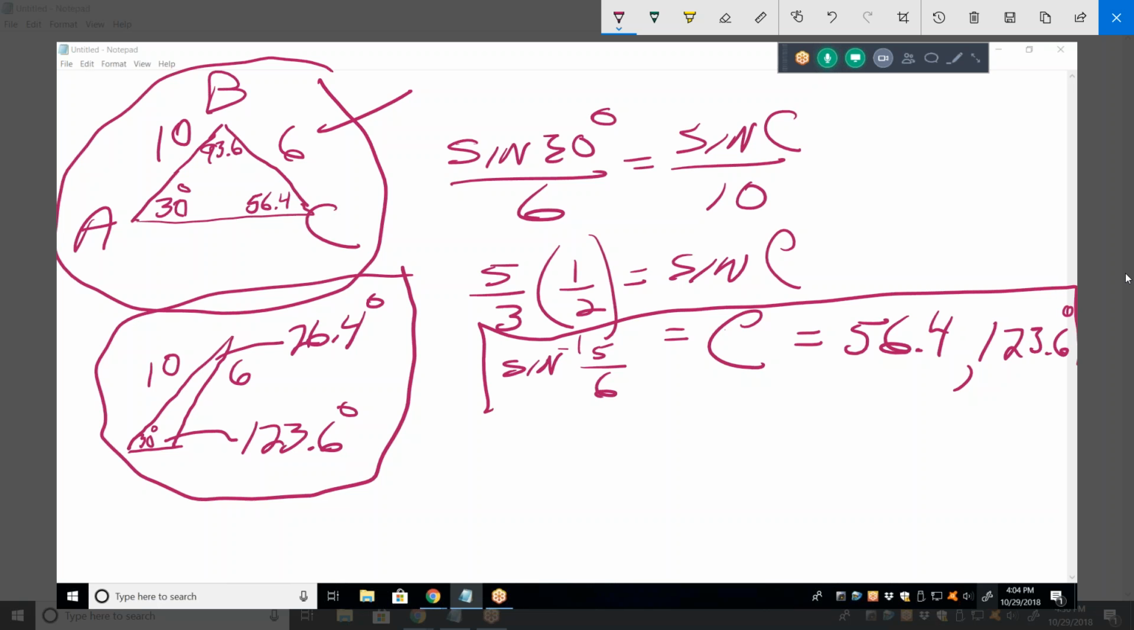When you figure out what that angle C is, always figure out its supplementary angle, and then see if there's room for that supplementary angle. In other words, the only angle I know for sure in this triangle is 30 degrees. So could I have an angle C of 123.6? Yeah, I don't exceed 180. If this number would have exceeded 180, then I just cross it off. I don't have the ambiguous case, and I would only have one solution. So it's always a question of checking that supplementary angle to see whether or not there's room for it.